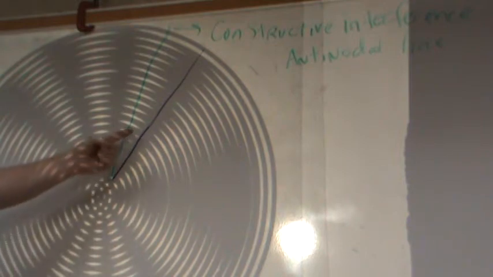Yeah, you see they're meeting crest to trough. Crest to trough, trough to crest. So there's no white. It's all black. You guys okay with that?